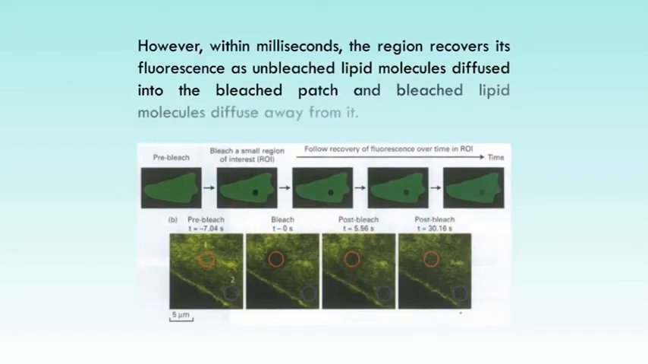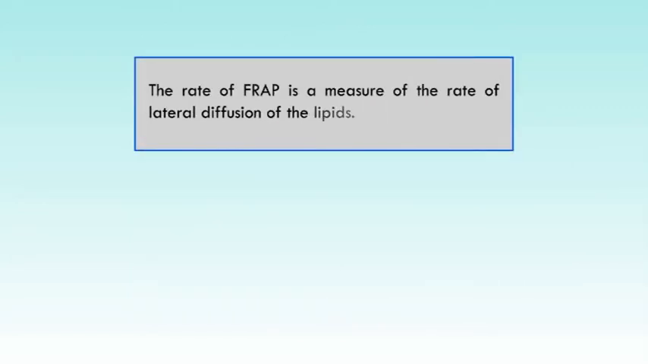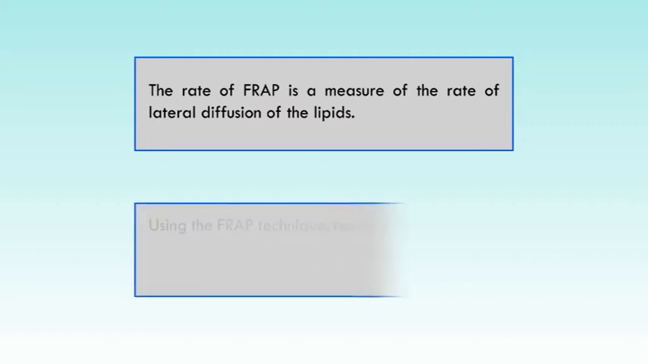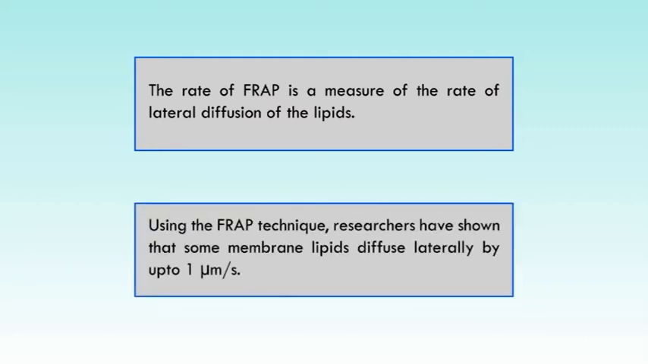However, within milliseconds, the region recovers its fluorescence as unbleached lipid molecules diffuse into the bleached patch and bleached lipid molecules diffuse away from it. The rate of FRAP is a measure of the rate of lateral diffusion of the lipids. Using the FRAP technique, researchers have shown that some membrane lipids diffuse laterally by up to 1 micrometer per second.